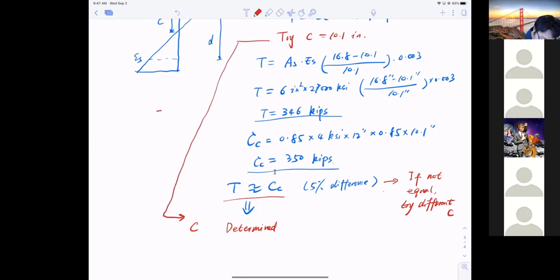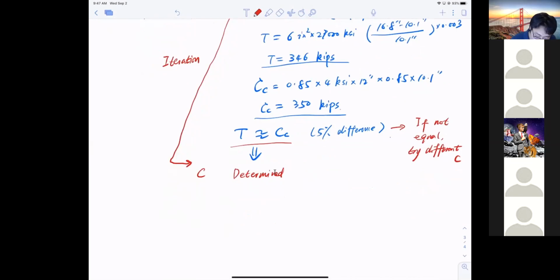So through this iteration process, I can determine my actual compressive zone c and get my moment, right? Once I determine that, I just got lucky. I got my number, so I can get my a. So a equals beta 1 c, equal to 0.85 multiplied by 10.1 inch. I get a little bit of help here, so it should be 8.5, so 8.59, roughly 8.6 inch.